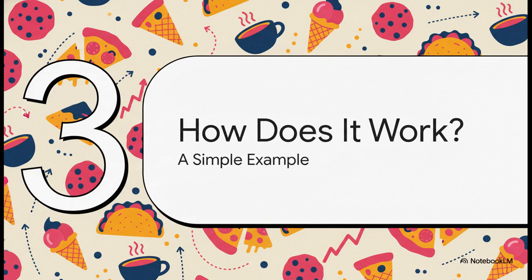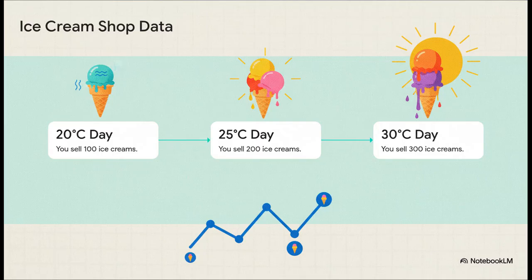All right, let's make this even more concrete. We're going to use a really simple example. And let's step away from the housing market and talk about something a little tastier. Okay, so imagine you run an ice cream shop. You're looking at your sales data, and you spot a super clear pattern. Step 1, when it's 20 degrees Celsius out, you sell 100 ice creams. Step 2, when it gets warmer, say 25 degrees, you sell 200. And step 3, on a really hot day, 30 degrees, you sell 300. The relationship here is pretty obvious, right?